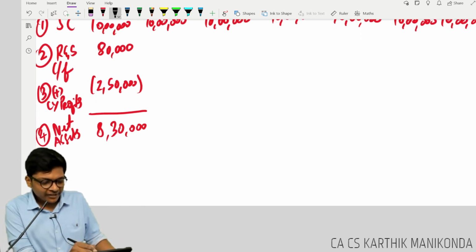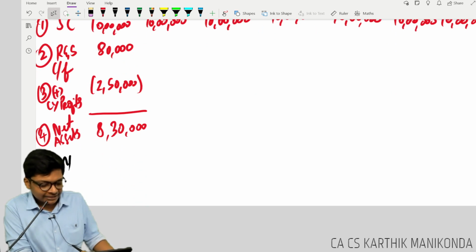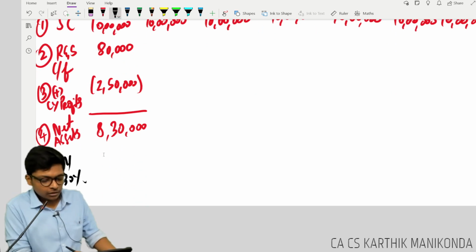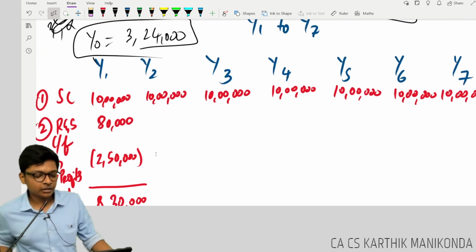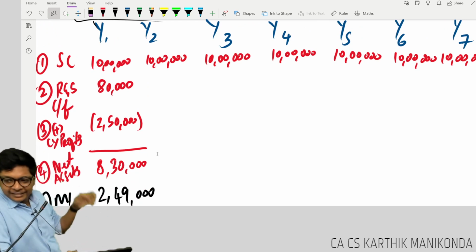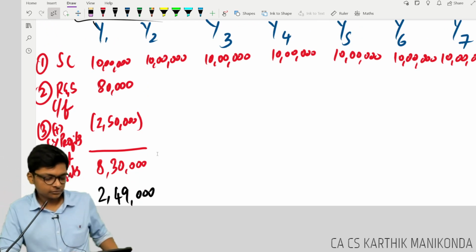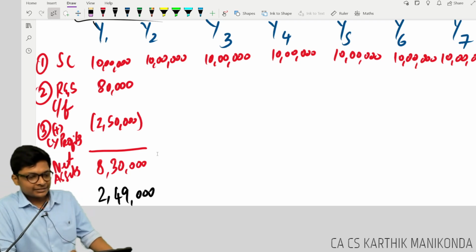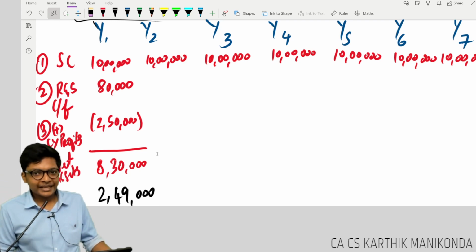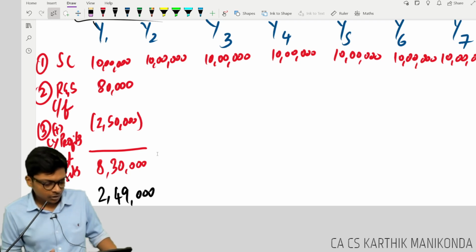So now if I have to compute the fifth one, minority interest at 30% of above, how much? 2,49,000. Are you following? Are you understanding, everybody? Those who are watching the recording, quickly see what's there. I'm going to cover it. Okay. Fine. Minority interest at 30%. Clear?